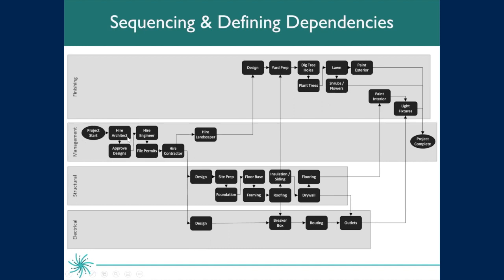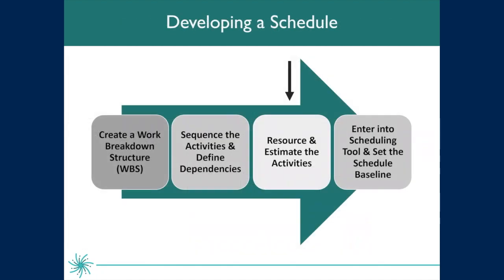The first thing that we're going to do is hire an architect. Once that is complete, we can approve designs. So that's going to be another milestone. We can then move forward with hiring the engineer. I won't go through each of the different tasks, but this is what it would look like if you are sequencing and defining dependencies.